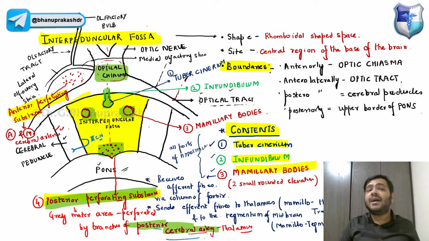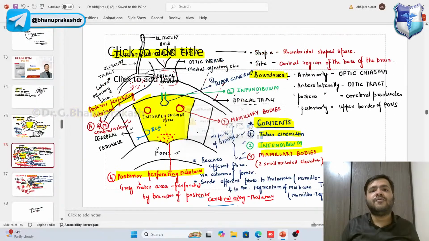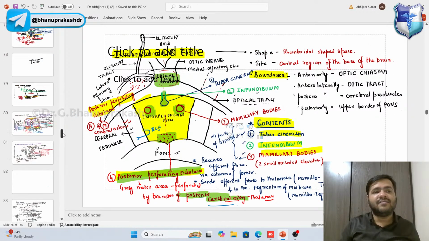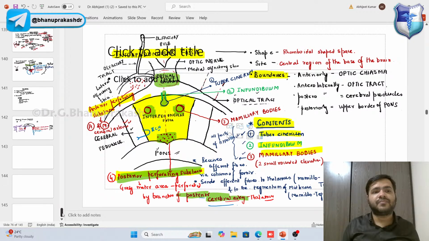Optic chiasma, again this stalk is the infundibulum. We have the tuber cinereum along with the mammillary body, and we have the posterior perforating substance, and this is the one which will form the floor of this. So let us try to draw the floor of this particular part.